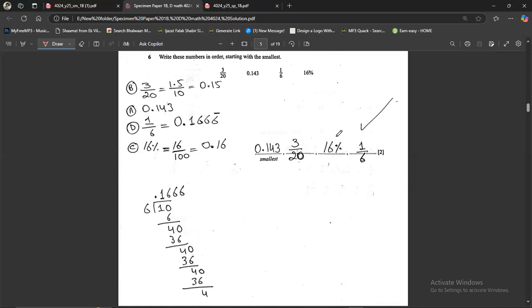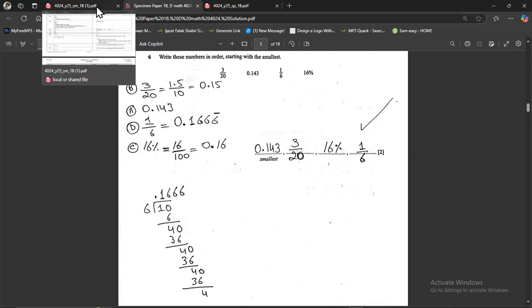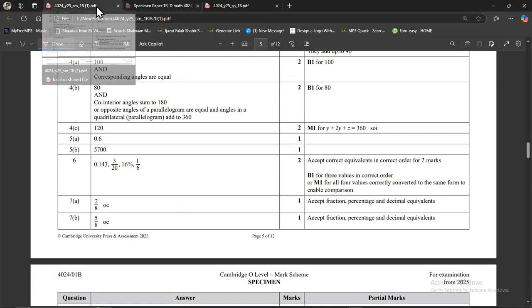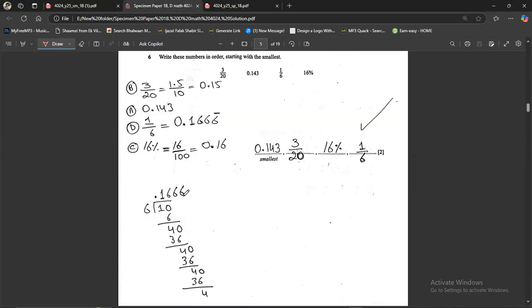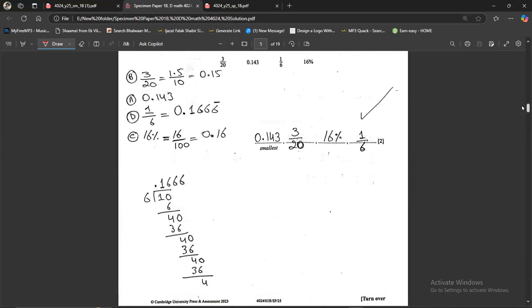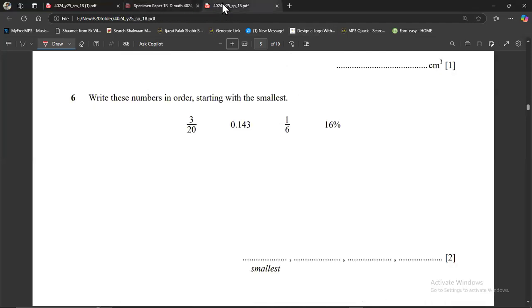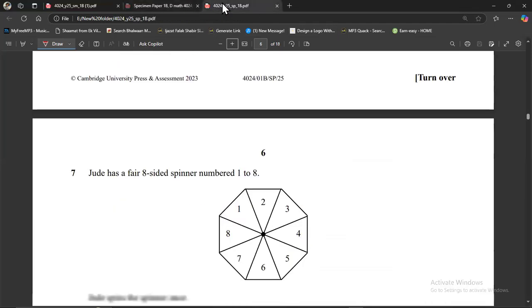So here I will write 16%. And then the last one is 1 by 6, which is 0.166666666. So 1 by 6 will be the last number. So my order is 0.143, 3 by 20, 16%, 1 by 6. So the answer is right. So this is how I converted that 1 by 6. So hopefully you know this. Okay. So let's go to the next. Let me show you the whole thing. Now we are going to the next question, and that is question number 7.